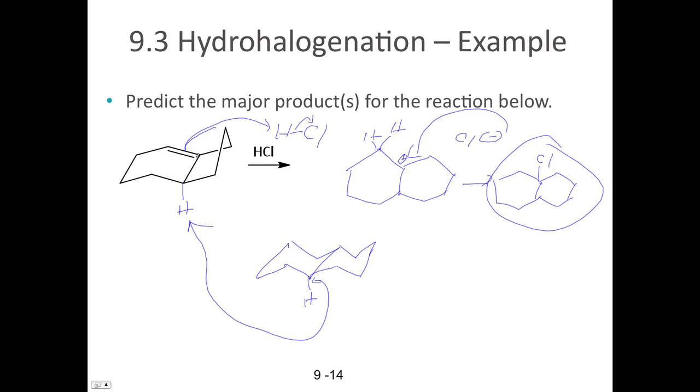If you attack from the top face of this ring here, you will end up getting your major product, which is that guy right there, which is very, very stable, which is great. This is the trans HCl addition and the trans ring fusion, which is great. But what happens if the chlorine attacks from the other side?